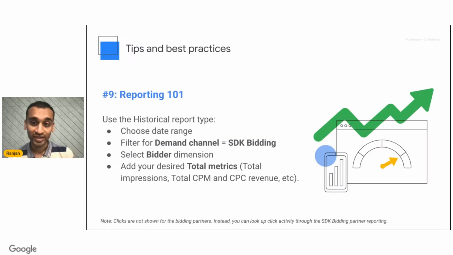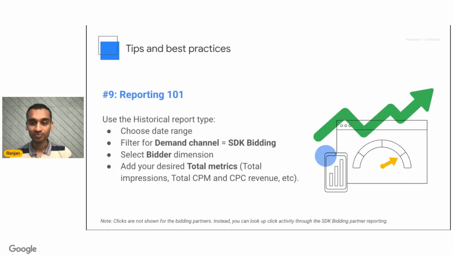Then coming to reporting, Ad Manager reports display aggregated information about impressions and net revenue transacted through SDK bidding. To analyze how SDK bidding is performing, use the historical report type in Ad Manager. Set your desired date range and then filter by demand channel equals SDK bidding. Choose bidder as a dimension and include the total metrics that you might be interested in. For example, total impressions, total CPM and CPC revenue, and so on.